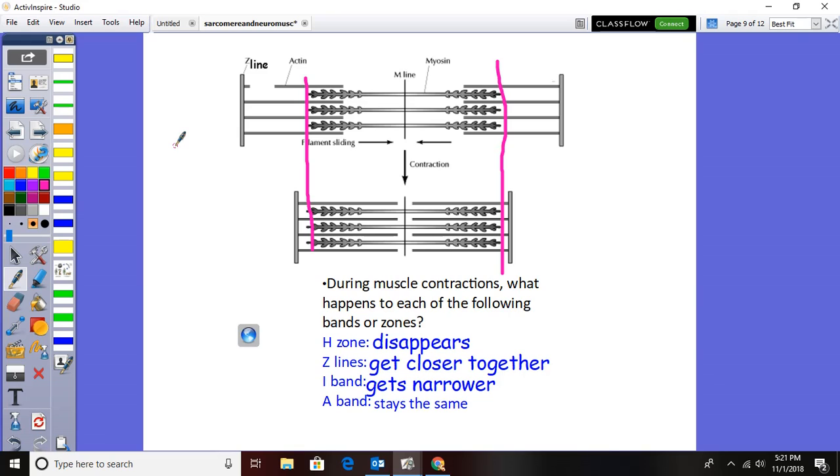All right, well, I think that about does it for us today. I hope that this really helps your understanding of the sarcomere, and just remember that you have a quiz coming up, I believe, on this coming Thursday and Friday.